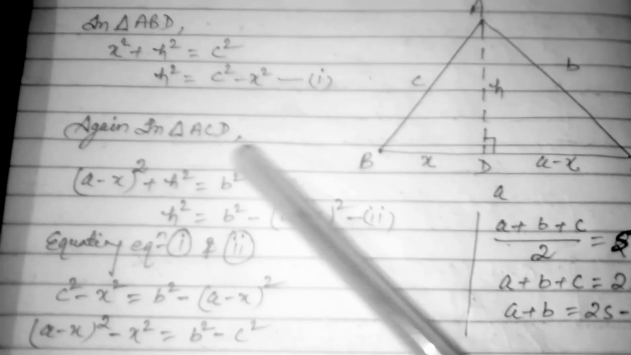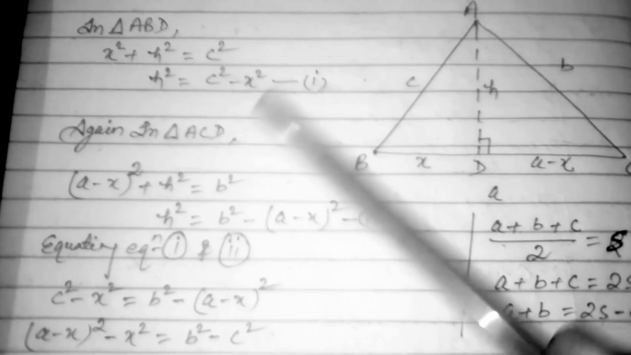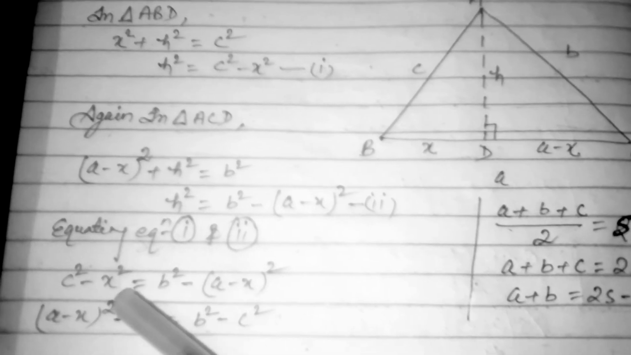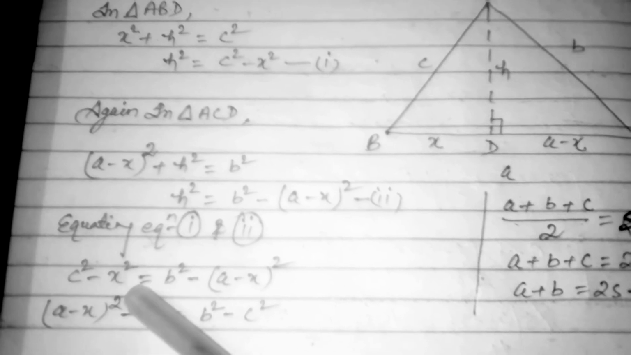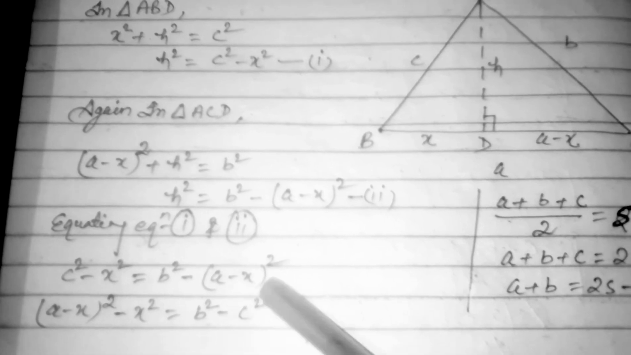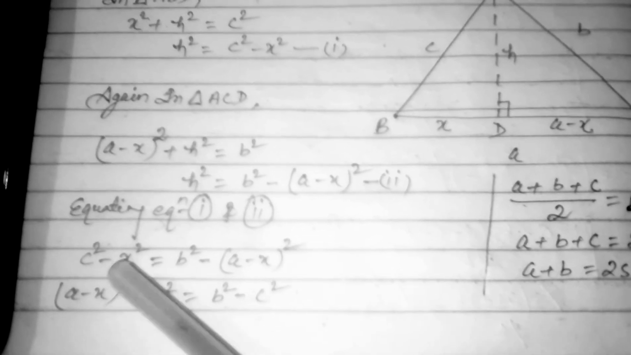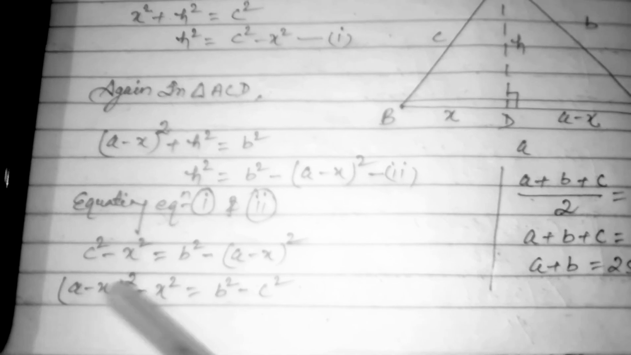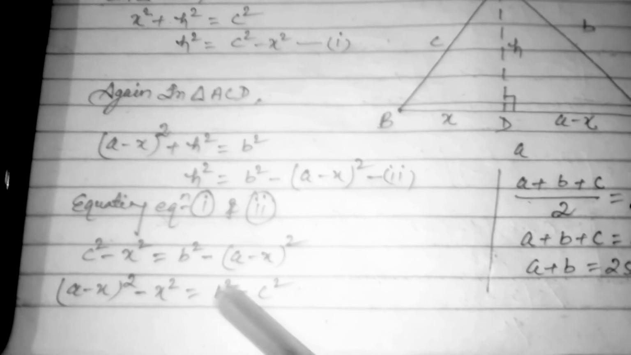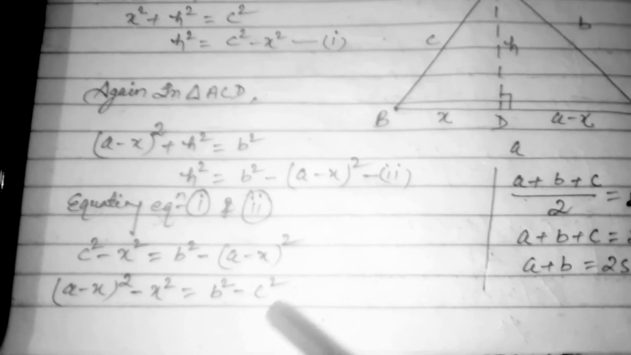From equations 1 and 2, equating equation 1 and 2, their LHS are equal, so their RHS will be equal. Then we will have c square minus x square is equal to b square minus (a minus x) whole square. Transpose (a minus x) whole square to the LHS, then it will be plus (a minus x) whole square minus x square is equal to b square, and c square will be transposed to the RHS, then it will be minus c square.